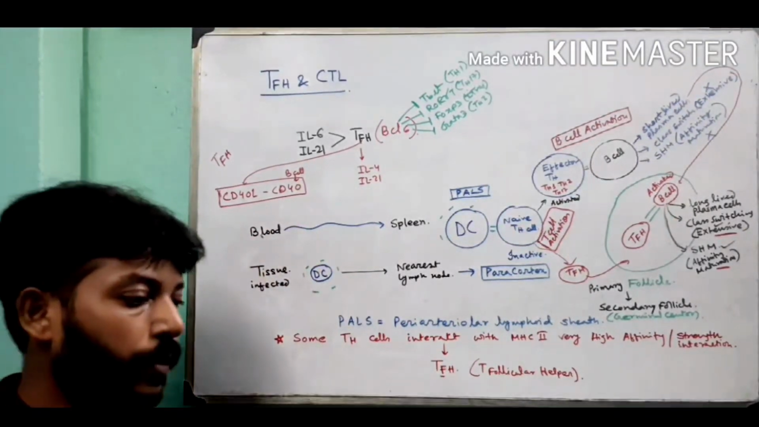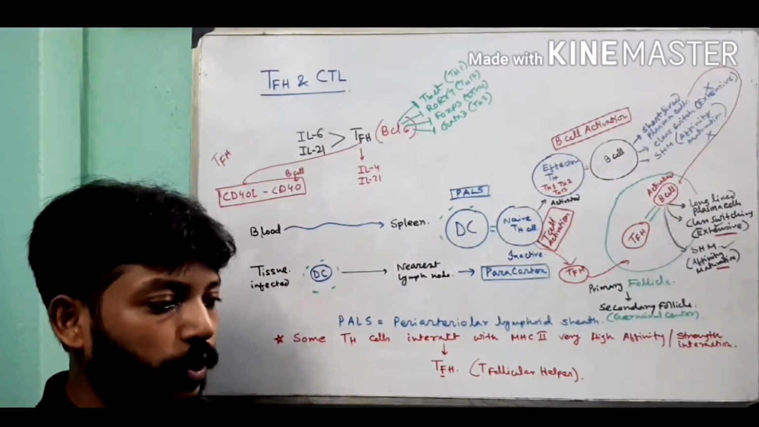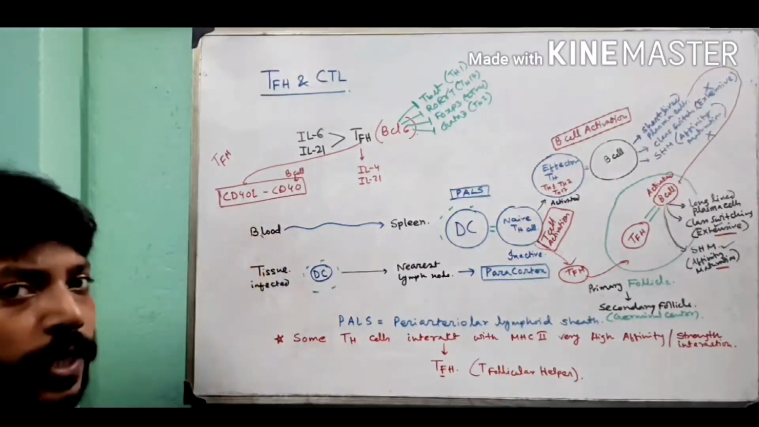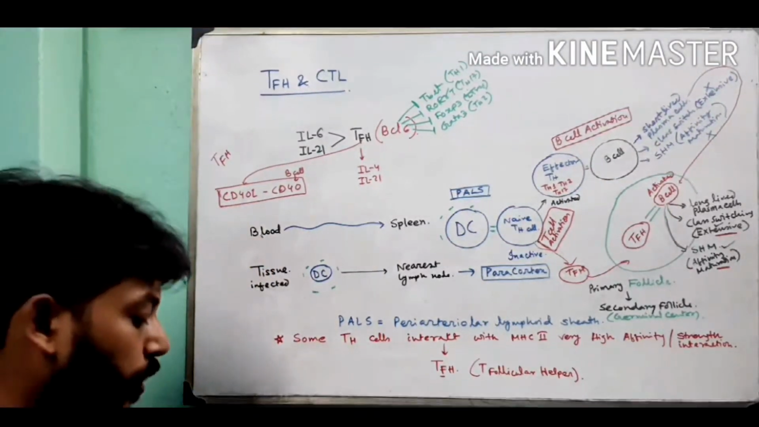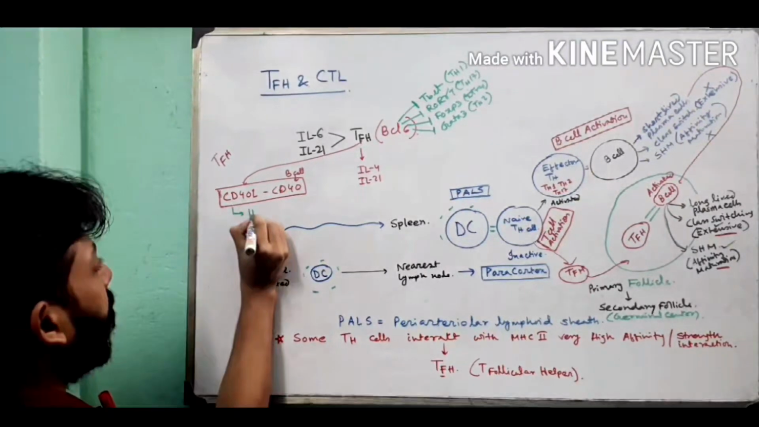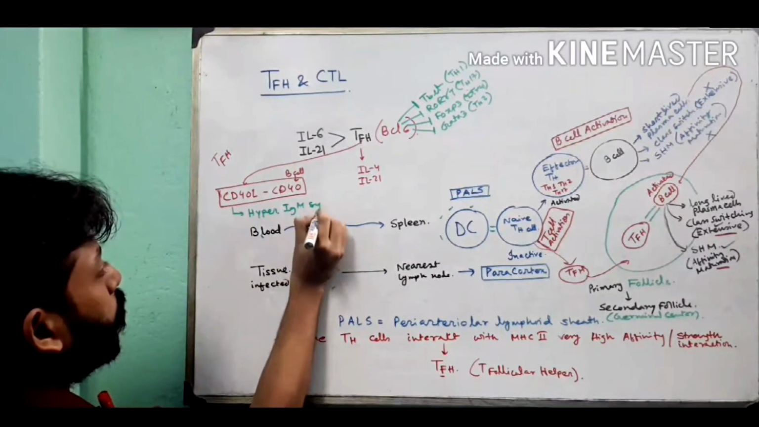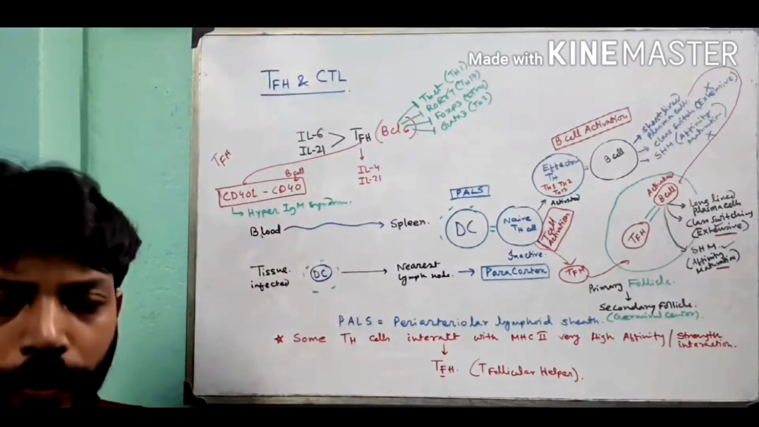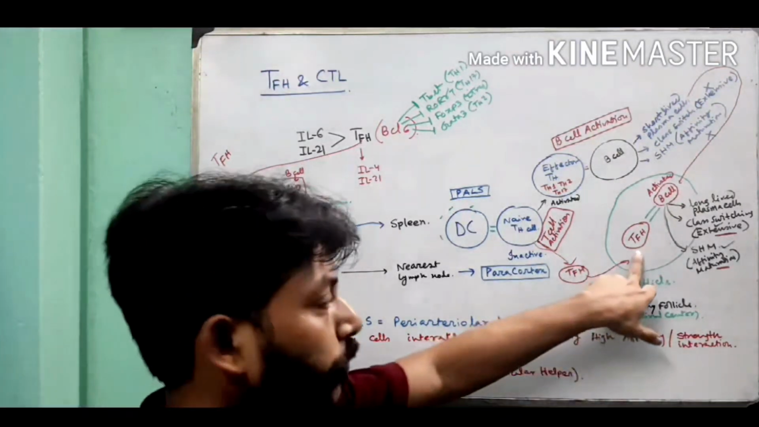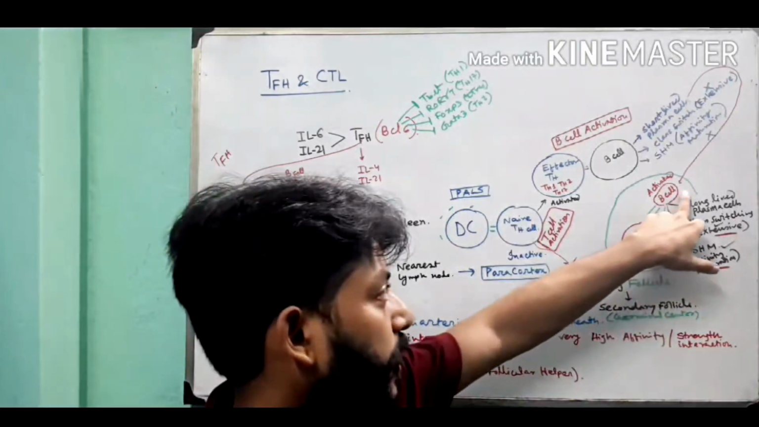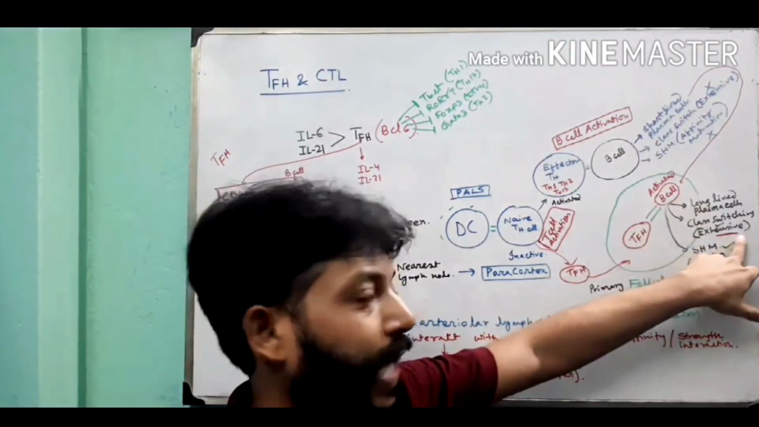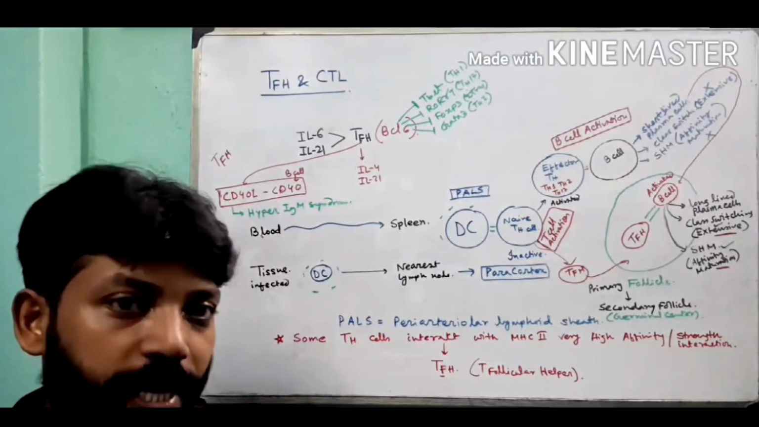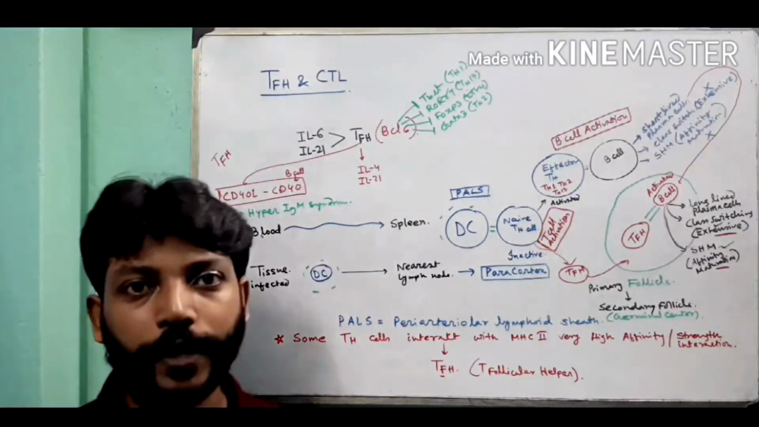One important phenomenon occurs if there is any mutation in the CD40L. If there is any mutation in the CD40L, it causes hyper IgM syndrome. Now you can understand why it is hyper IgM syndrome. The T follicular helper cell activates the B cell to undergo class switching, so that it can produce IgG, IgA, IgE, different types of antibody.